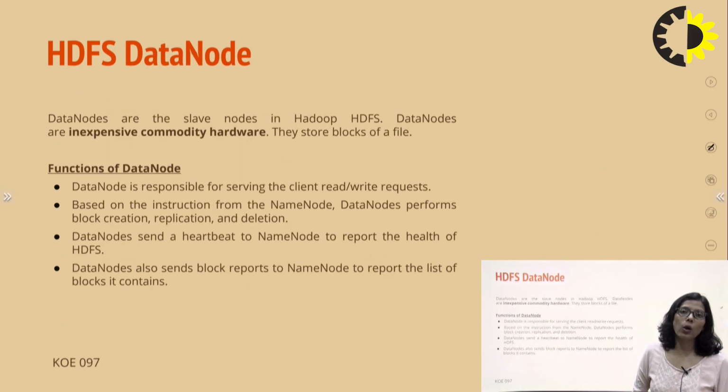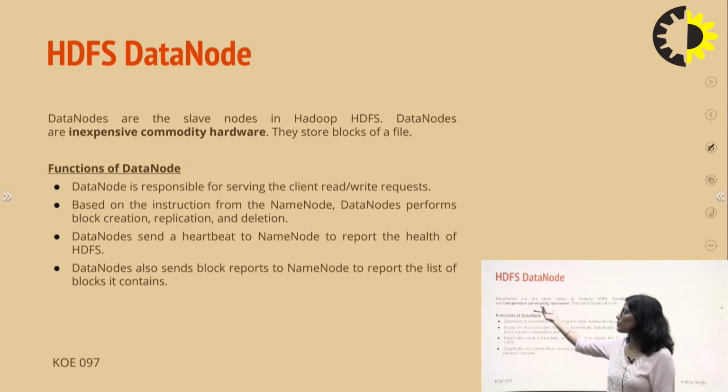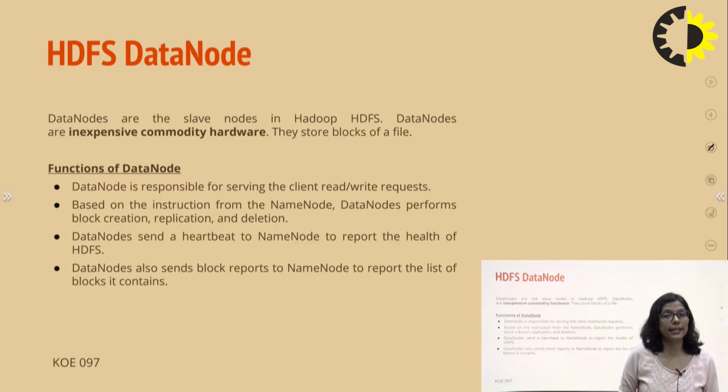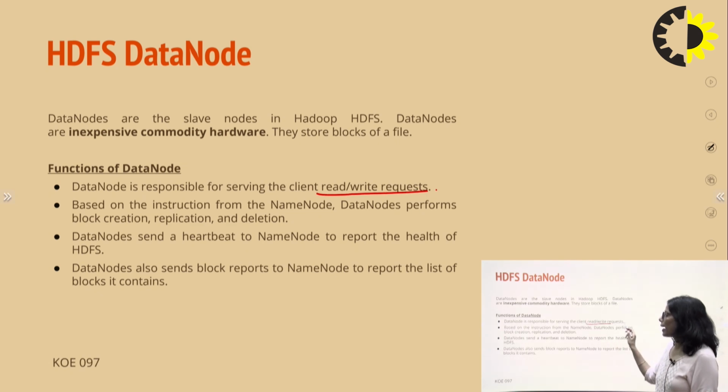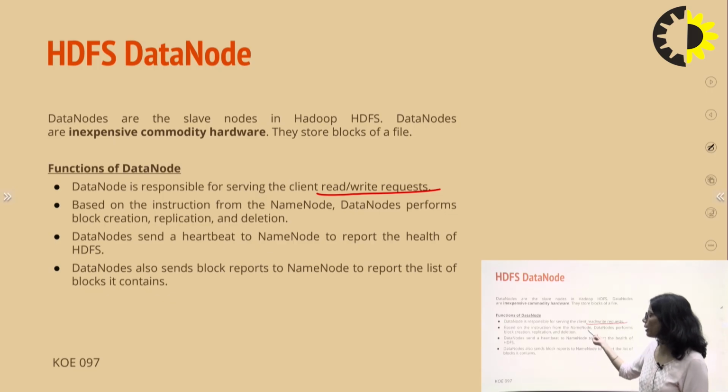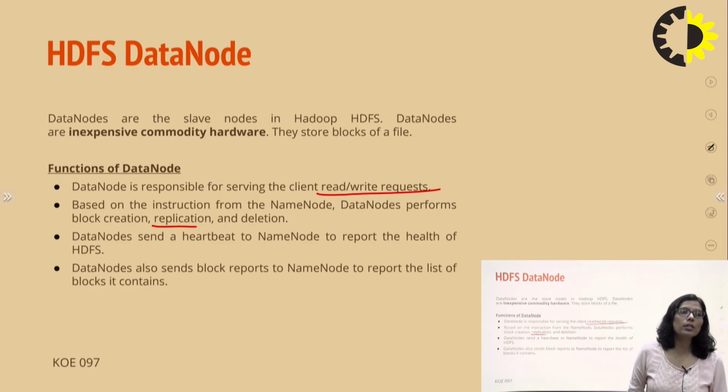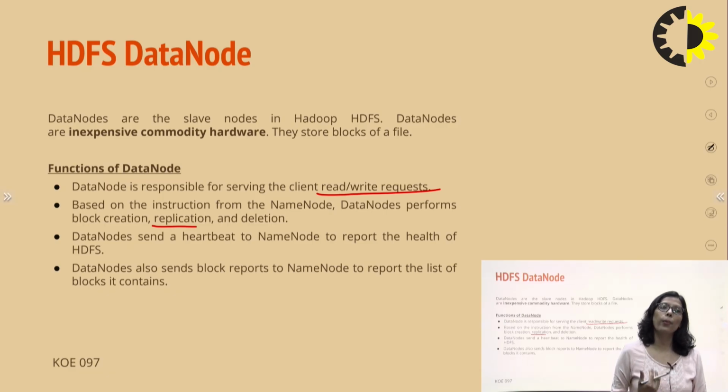Now, what is the function of data node? It actually is inexpensive commodity hardware which stores the data and manipulates the data. The actual work is done by data node, whereas name node is just managing the data. Data node is responsible for serving the client read and write requests. Actual read and write requests are catered by your data node. Also, based on the instruction of name node, it creates blocks, replicates the blocks and also deletes. Data node also sends the heartbeats and block reports to the name node to tell, yes, I am functioning properly, and second, these are the blocks that I am possessing.